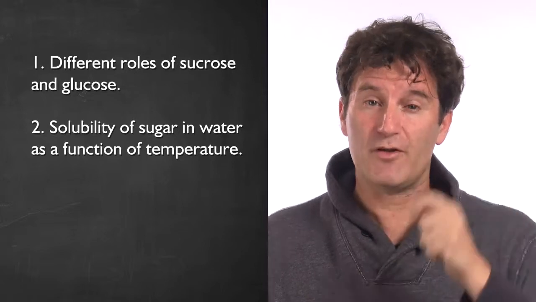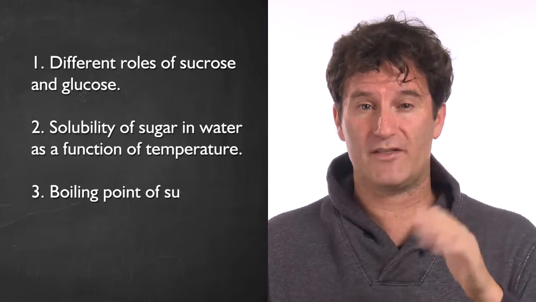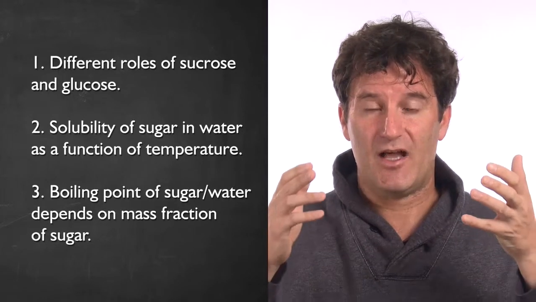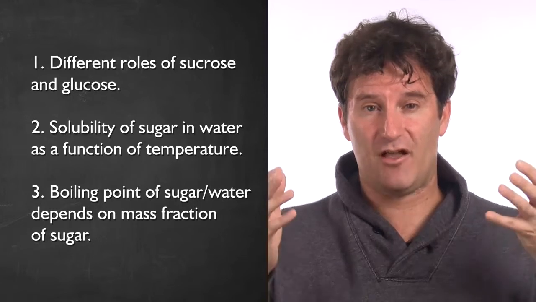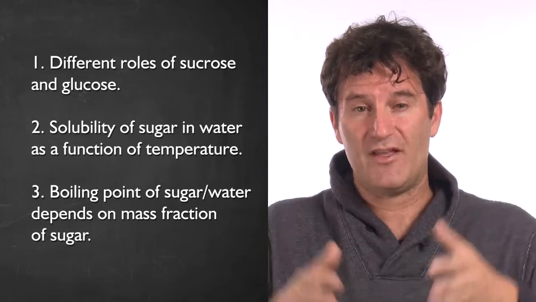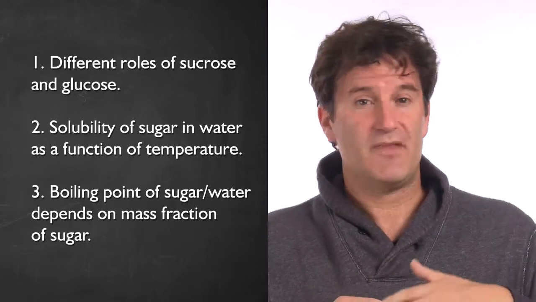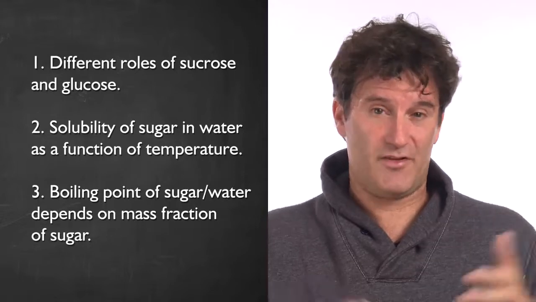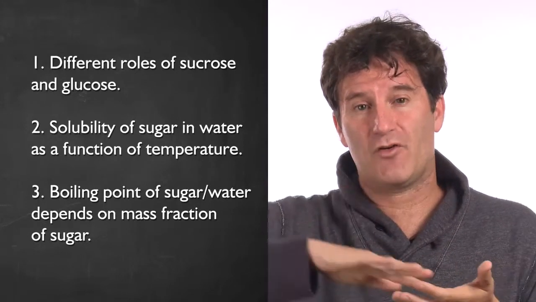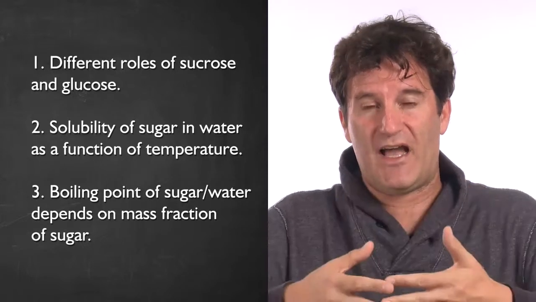And finally, the third important fact, which we've also already mentioned, is that the boiling point of the sugar-water mixture depends critically on the mass fraction of sugar. The higher the percentage of the mixture that is sugar, the higher the boiling point is. It goes up from 100 degrees Celsius, the boiling point of water when there's no sugar, to around 150 or 160 degrees Celsius once the mixture becomes almost entirely sugar.